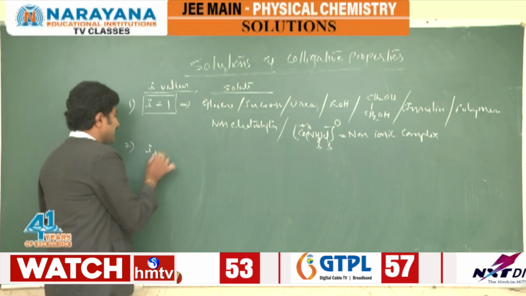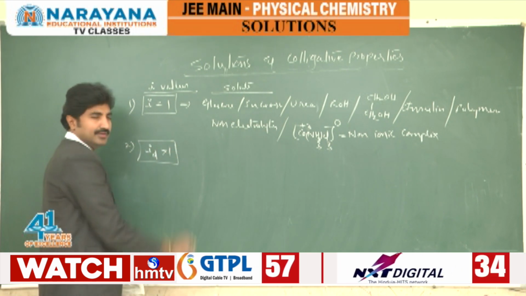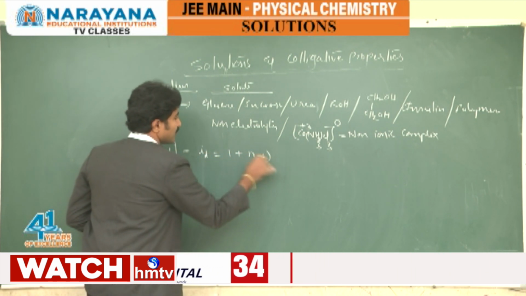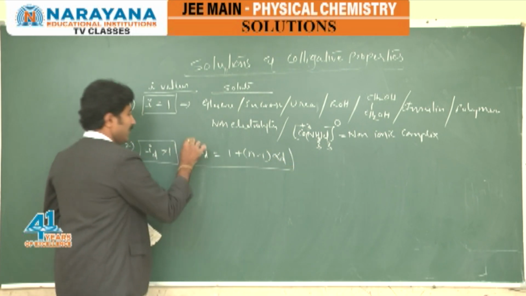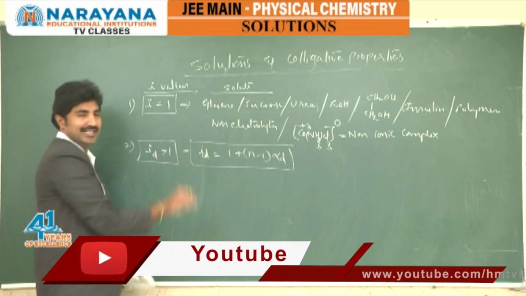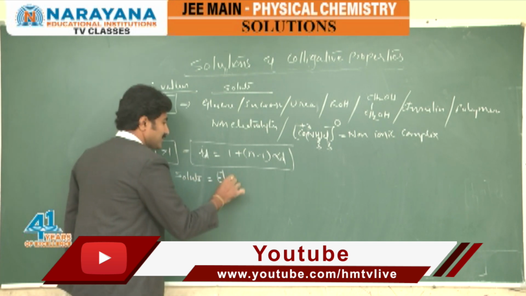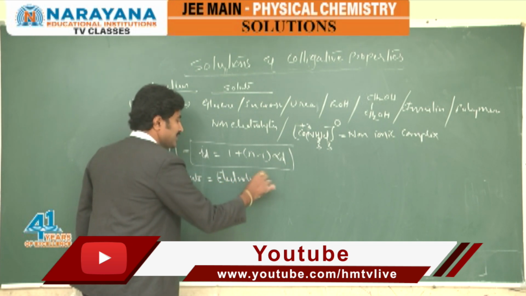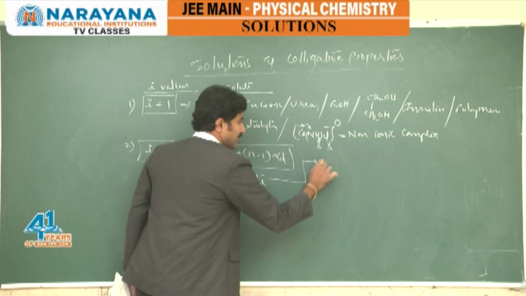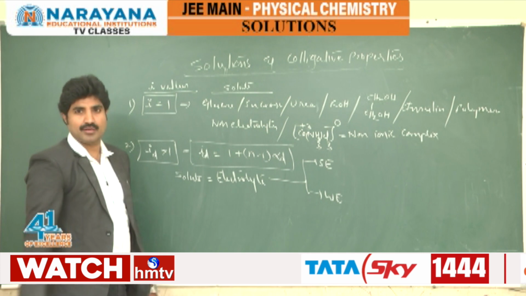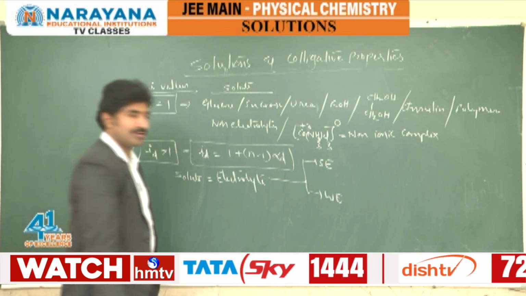Now, when i greater than 1 cases will be noticed, we know how to calculate the i dissociation value. This is 1 plus (n minus 1) into alpha dissociation. By using this we can calculate i dissociation. So in this, the solute must be an electrolyte. What are electrolytes? It may be a strong electrolyte or a weak electrolyte.